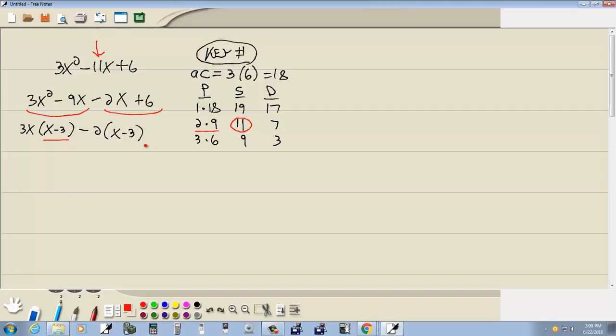Now our goal was to get these parentheses the same, which they are. So I'll factor out an x minus 3. To see what goes in your second set of parentheses, you can come up to the previous step, cross out the x minus 3's, and what isn't crossed out is what goes in this set of parentheses, which would be 3x minus 2. I probably have them reversed in the video.